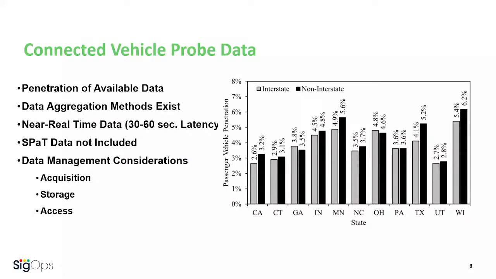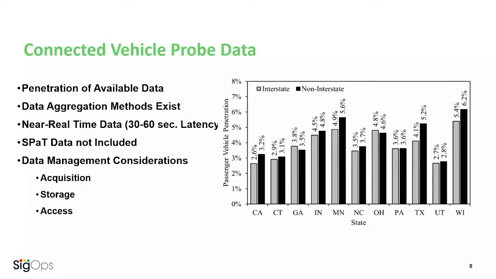You can see some penetration data here as well, and that changes slightly. The states with the most data aren't necessarily the highest with penetration. It's just important to keep in mind that in certain cases, you may find a corridor where this data is not currently available, or the penetration rate isn't quite as high. Data aggregation methods do exist, and generally what you're doing is taking data from a week or a month and pulling it in by the same time of day so that you can get relevant metrics for that time period.